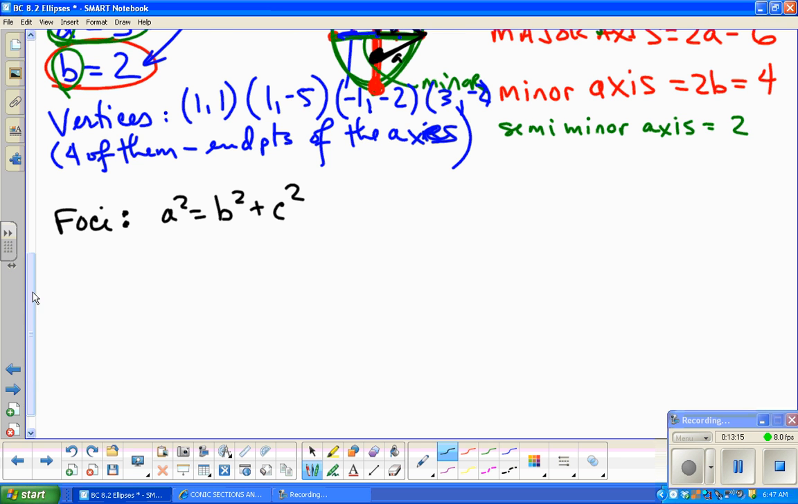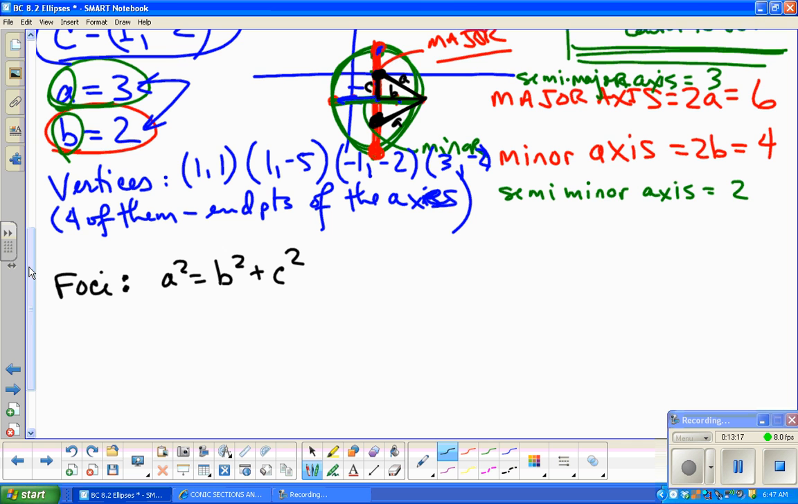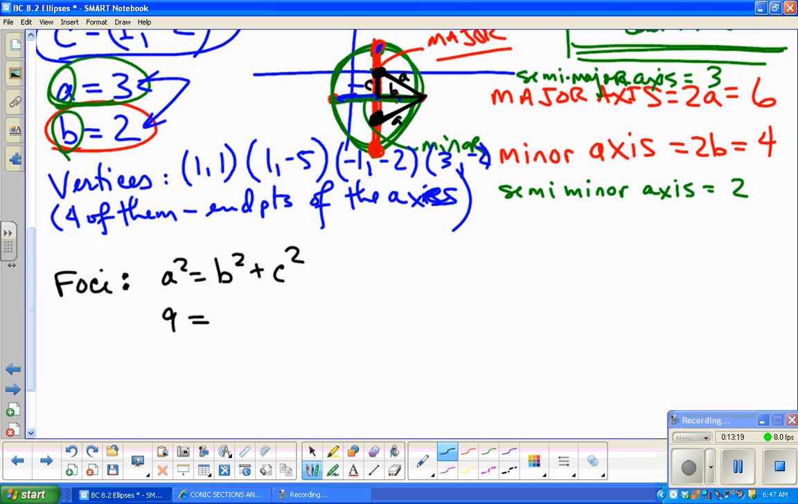Okay, so we already know that a squared was 9, 3 squared. b squared was 4, plus c squared. So if I subtract 4 from both sides, then c ends up being plus or minus the square root of 5.